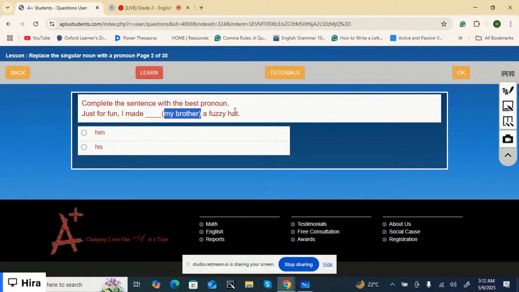Basil, if I'm not saying your name wrong, you guessed it right. It's him. Very well. I made him a fuzzy hat.